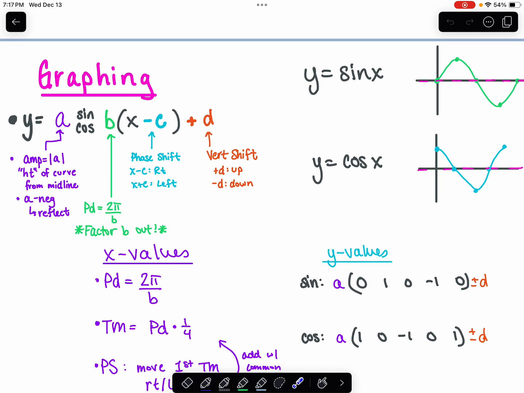The A is our amplitude. Always take the positive value when you're saying what the amplitude is because it measures the height from the midline. If A is negative, that means the graph is going to be reflected, but if they're asking for the amplitude, your answer should always be positive.